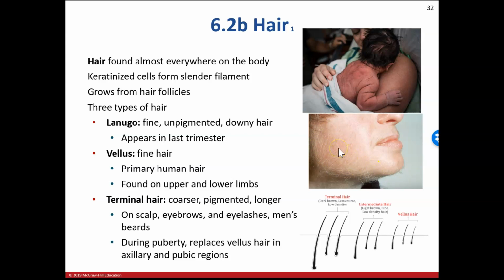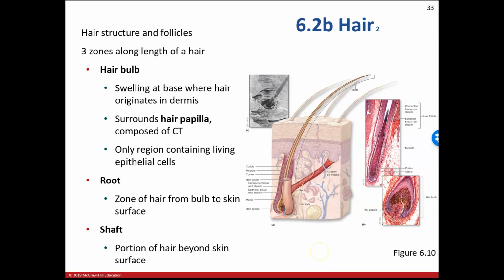Especially in males, we will find that this is indicative of someone in early adolescence, but then once they go through puberty, it turns into terminal hair, which is going to be a coarser, more pigmented and longer type of hair. We'll find this hair on the scalp, our eyebrows, eyelashes, and men's beards. During puberty, that vellus hair that we described in the axillary and the pubic regions gets turned into the terminal hair.